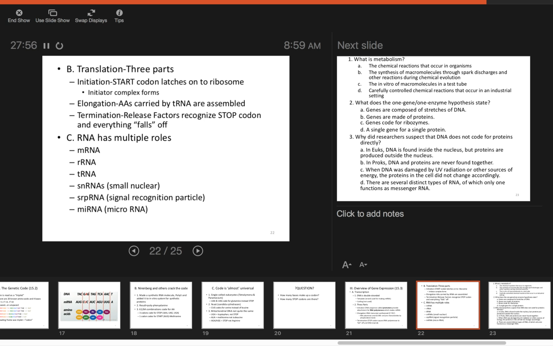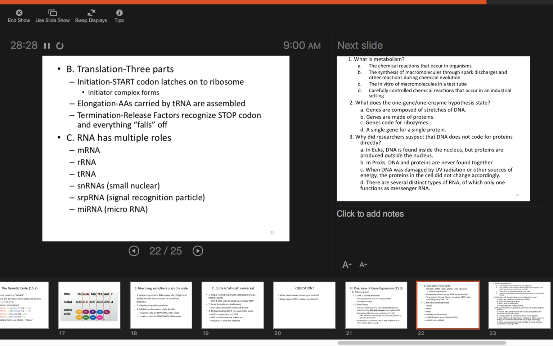These 3 RNAs you may not be familiar with at all. So we'll talk about what they are. We've actually just kind of discovered these within the past 10, 15 years: snRNAs, SRP RNAs, and then microRNA or miRNA. So there are lots of forms of RNAs out there, and they all play a role in getting this message from the DNA across to make proteins. Okay, any questions so far?